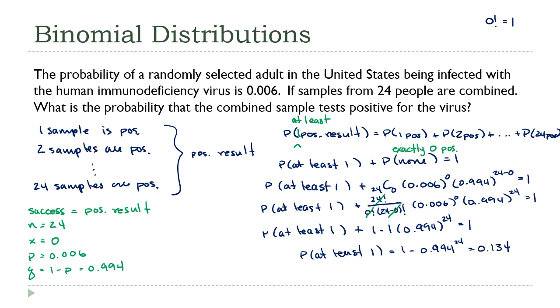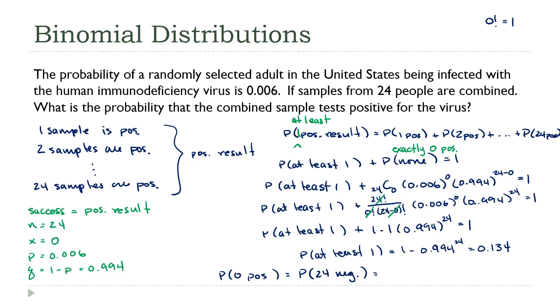But before we move on, there is one more thing I wanted to point out. We could have calculated this probability without going to this formula. The probability of 0 positives is the same as the probability of 24 negatives. And that's just an and probability.